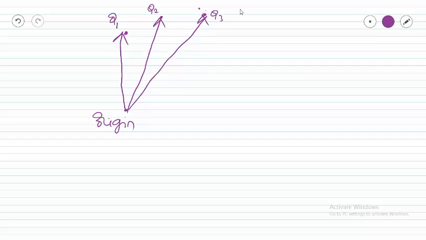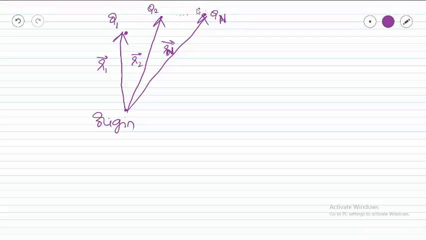Okay, so let us call them R1 bar, R2 bar, and R3 bar. Don't call this Q3, let us call this Qn, and so on, and this is Rn bar then. So we have considered n number of charges, Q1, Q2 and so on, Qn, which are located at different points in space, and R1 bar, R2 bar and so on, Rn bar are the corresponding position vectors.